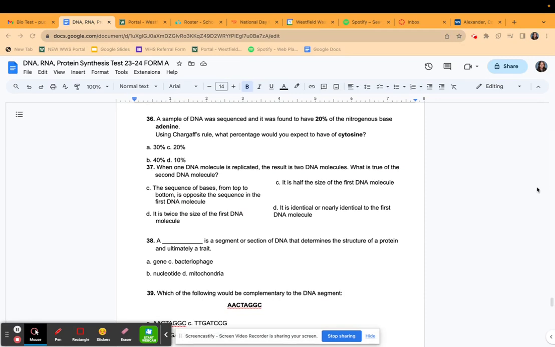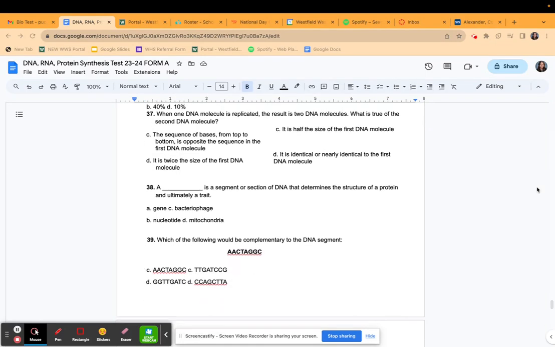36. A sample of DNA was sequenced and it was found to have 20% of the nitrogenous base adenine. Using Chargaff's rule, what percentage would you expect to have of cytosine? A, 30%, B, 40%, C, 20%, or D, 10%.